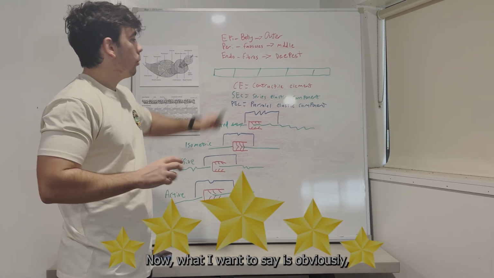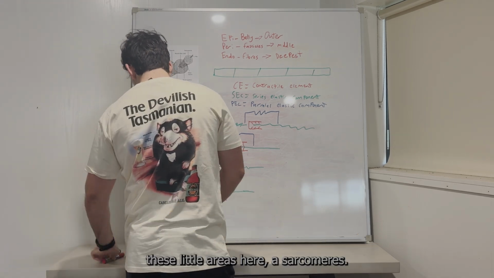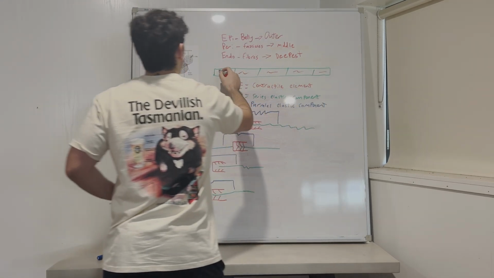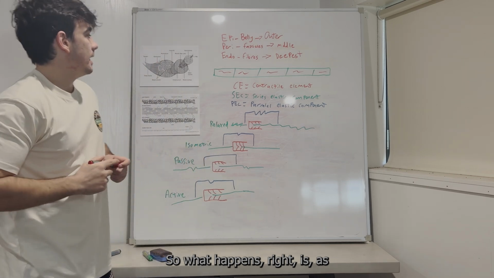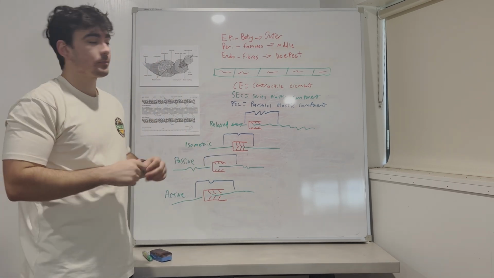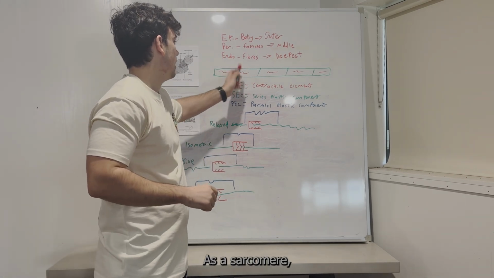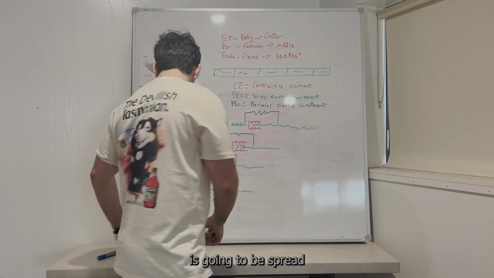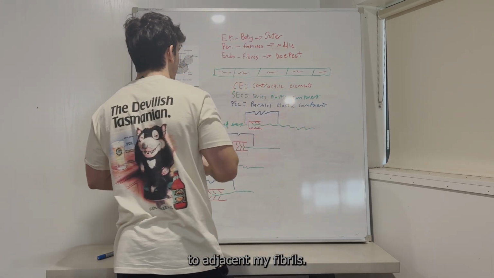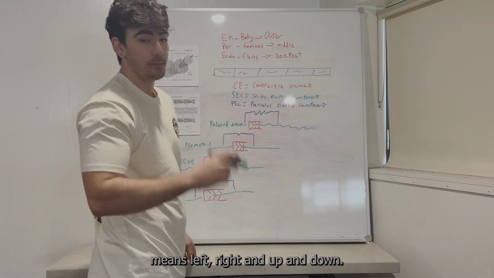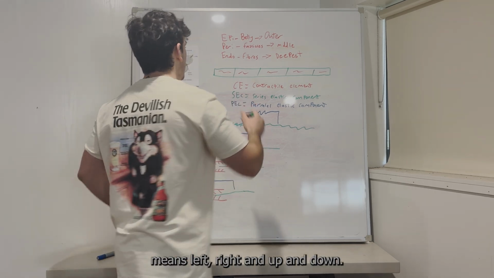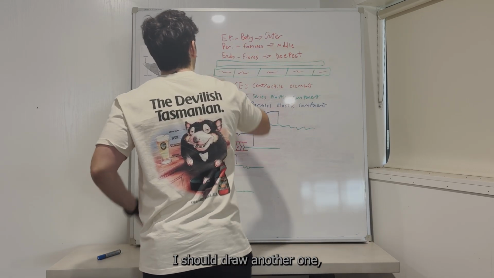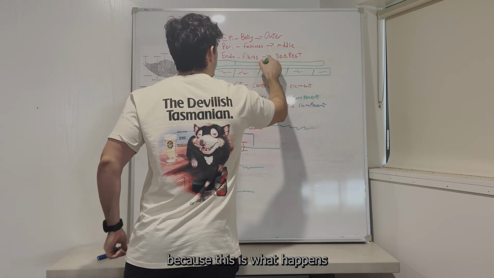Now, what I want to say is obviously these little areas here are sarcomeres. So what happens is as a sarcomere contracts, as they slide past one another, the force from that is going to be spread to adjacent myofibrils. So adjacent means left, right, and up and down. So for the sake of validity, I should draw another one because this is what happens in a muscle.